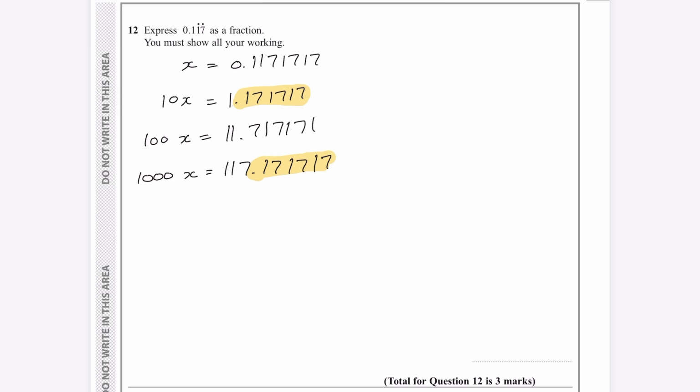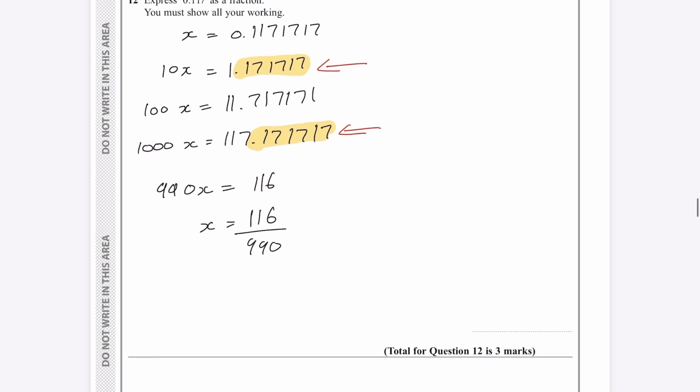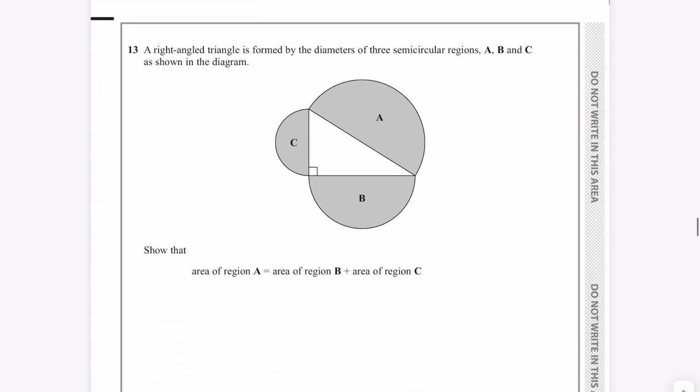So if I now focus on this here, and I take them away, so that's going to be 1000x minus 10x, so that's 990x. And on the right hand side, the decimals cancel out, so we're left with 117 take away 1, which is 116. I could rearrange that to be written as 116 over 990. I don't need to simplify that, because the question just asks for it as a fraction.